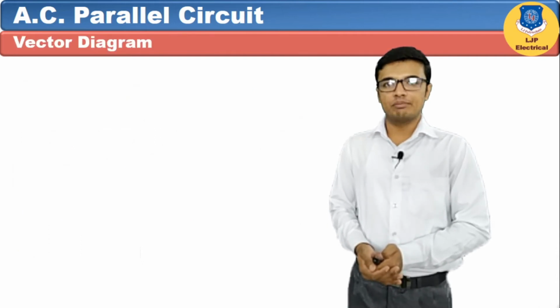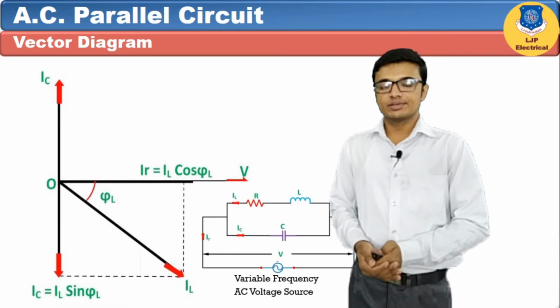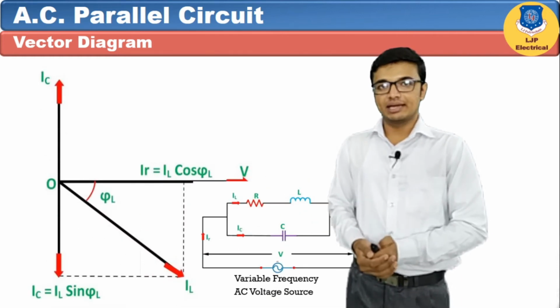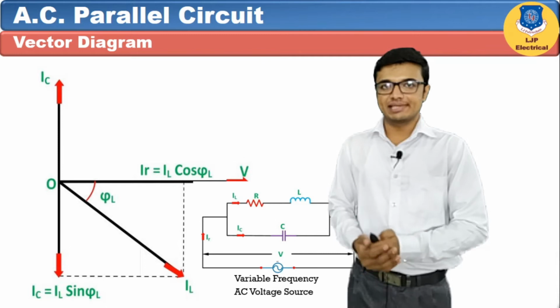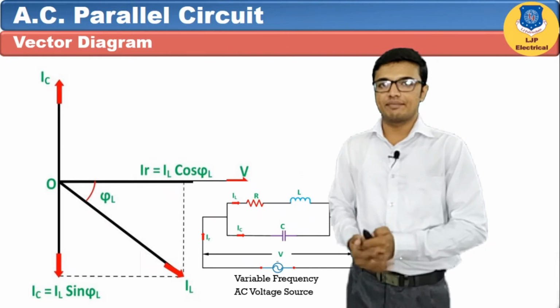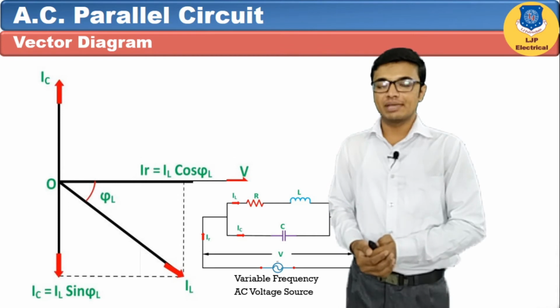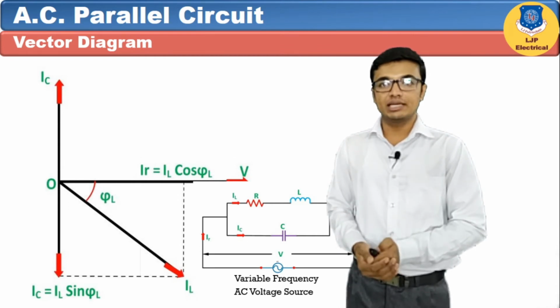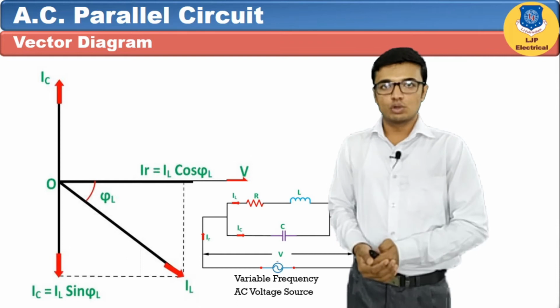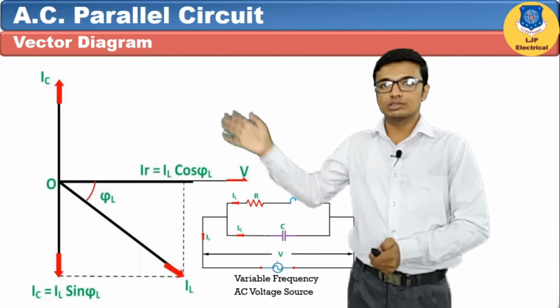Let's see the vector diagram of parallel resonance theory. From this circuit, we can say that in both the branches, the voltage remains the same. So we have taken voltage as the reference vector. In these branches, the current passing through the capacitor is IC, and it leads the supply voltage by 90 degrees. So we have IC at 90 degrees to the supply voltage.